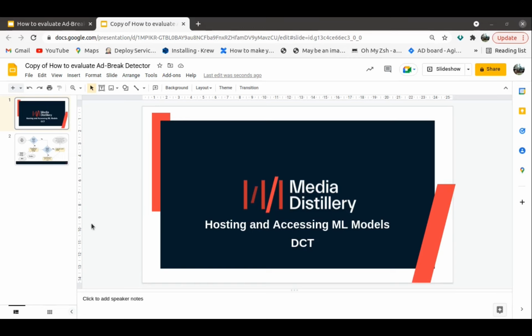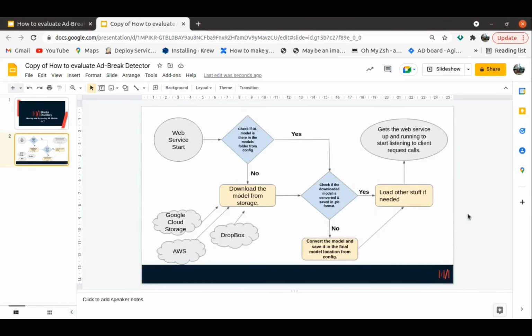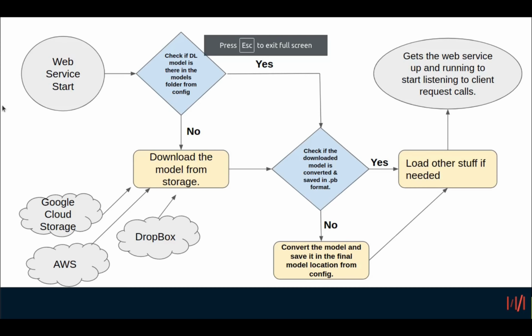Discuss how we can host and store our machine learning model that is not in our local system, rather than storing it in the cloud or anywhere on the net, and how we can access it from our web service. So this is the design that we normally follow while making a web service that accesses a deep learning model.